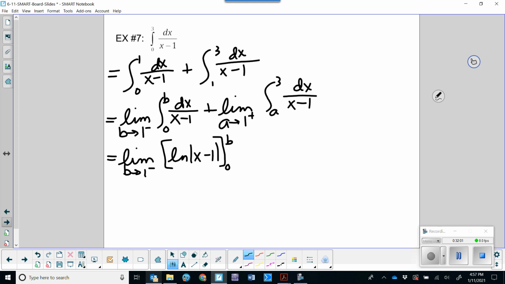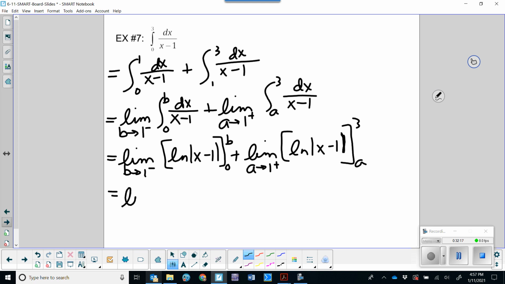And we're going from 0 to b. Again, you just have to write the limit down because I can't do it yet. And I get the same thing, ln of absolute value of x minus 1, but this one goes from a to 3. So again, still can't do the limit because I have to substitute. So I'm going to have ln of absolute value of b minus 1 minus ln of absolute value of 0 minus 1. Here's the perfect example of why absolute value makes a difference.